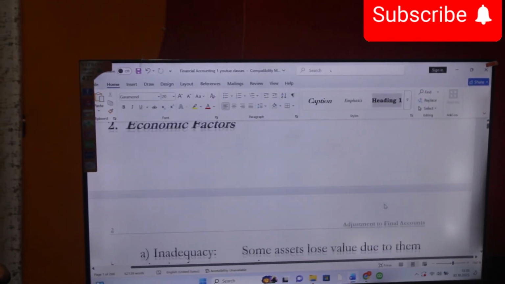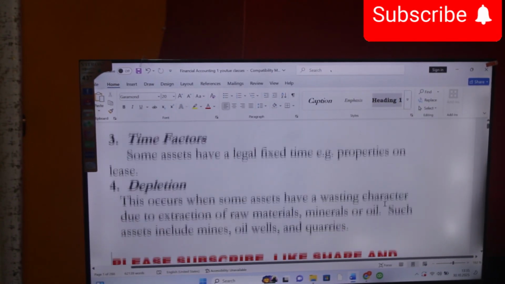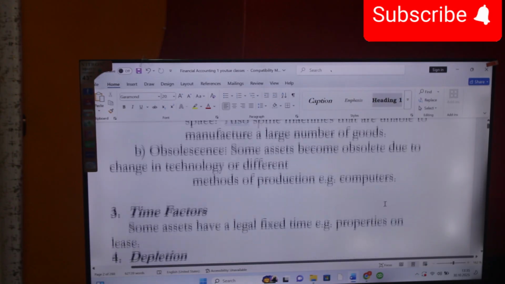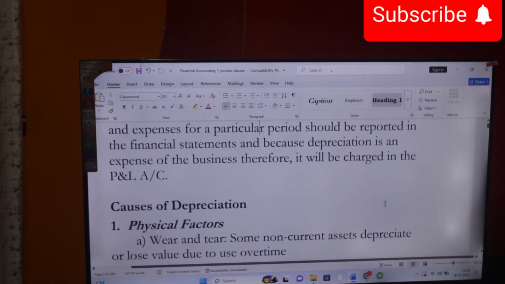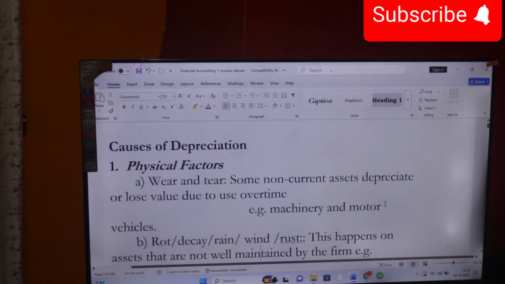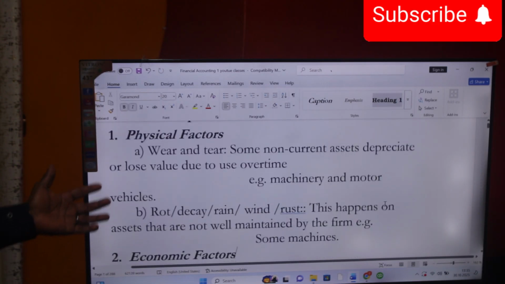We have four major causes of depreciation, and we start with the first one, which is physical factors. The physical factors are two in number. The first one is wear and tear.